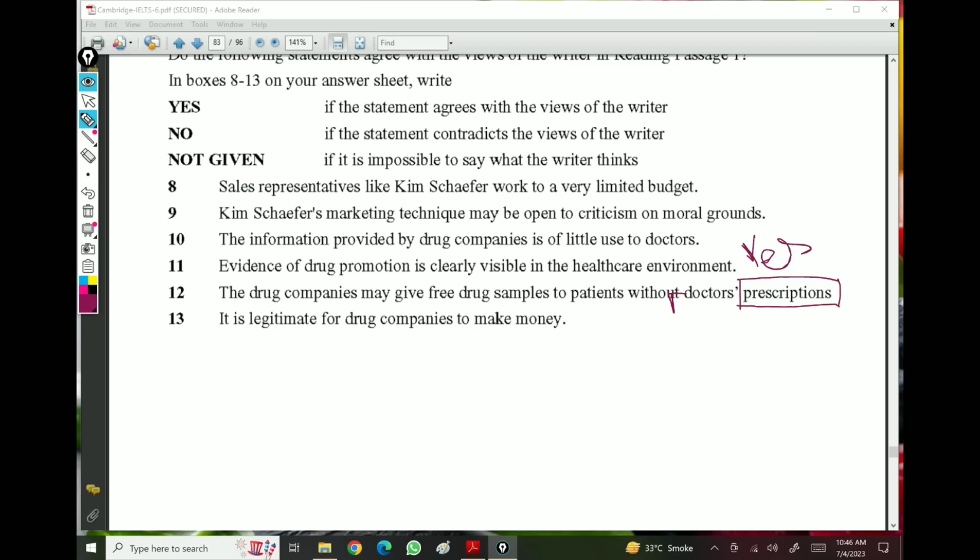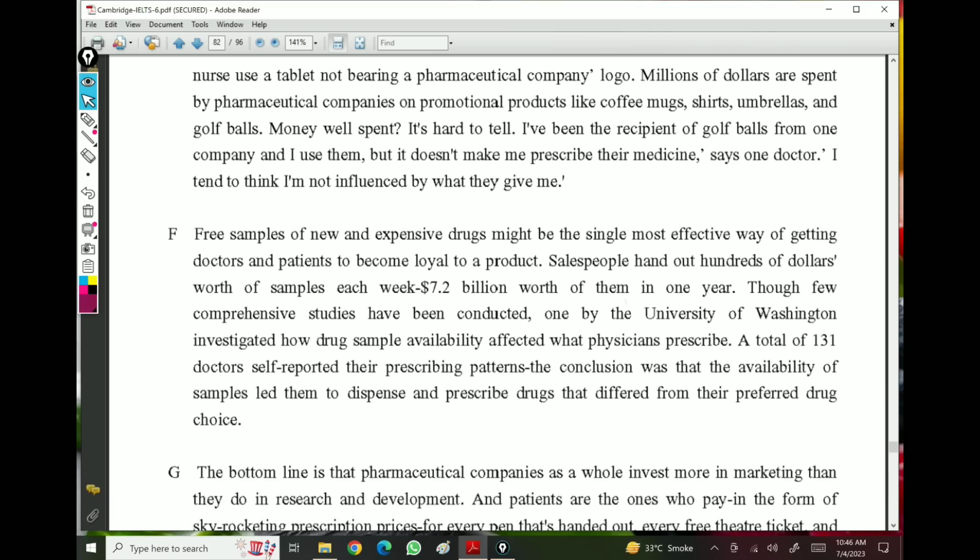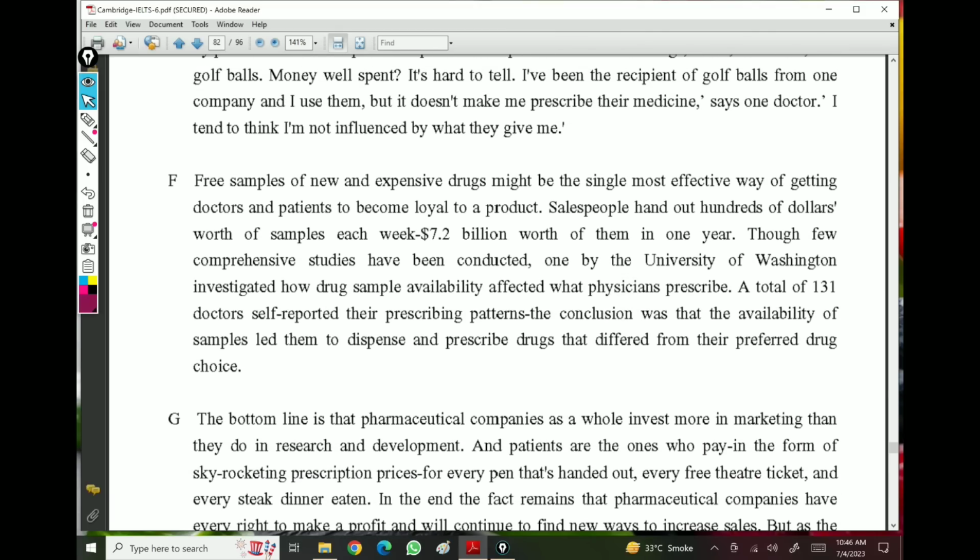It's paragraph F. Well done. Very good. Okay, paragraph F and the third last line. Please come to paragraph F. In paragraph F, they mention, okay, I'm reading this last line. A total of, paragraph F, and we are reading from there. A total of 131. Found it? Yes. Good. A total of 131 doctors self-reported their prescribing patterns.